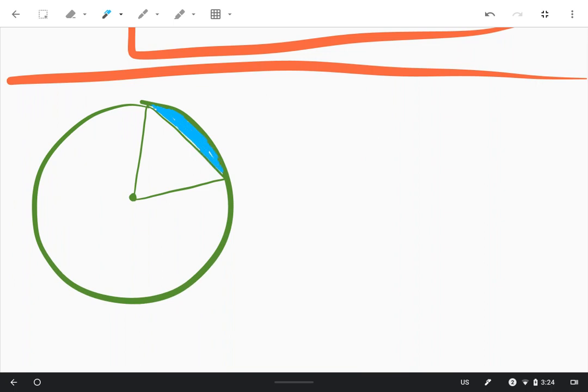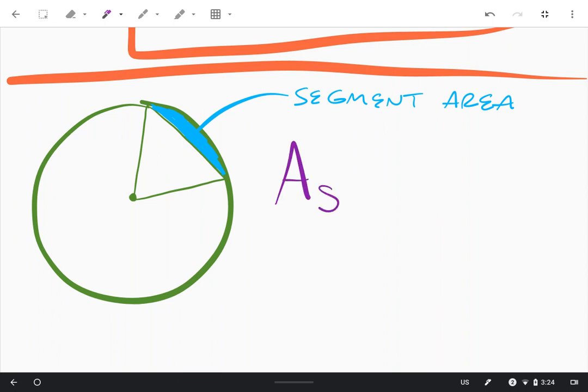So this is going to be a little bit more of an involved calculation, because we're finding the area of the segment. It's part of the sector, but it doesn't include this triangle here on the inside. So in order to find this area of this segment, we're going to have to do two things. First, find the area of the sector. Then we're going to subtract the area of the triangle, and that will give us the segment area.